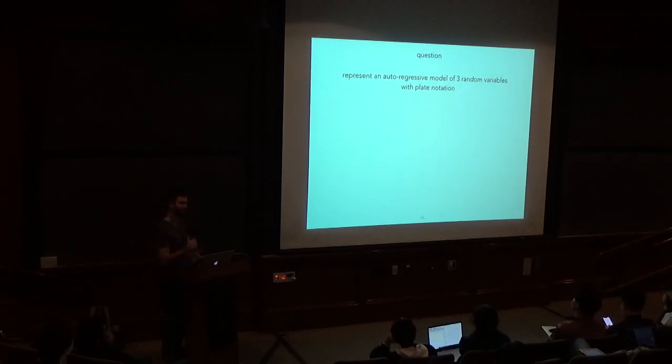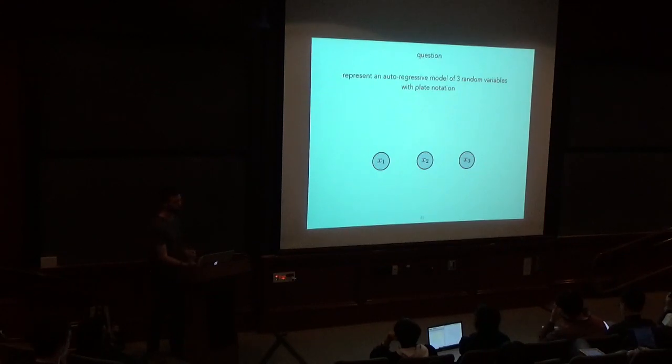So let's put our thinking caps on again and think about, we saw autoregressive distributions before. How might we think about modeling an autoregressive distribution with plate notation? So consider if you have three random variables, what type of connections might we have in this type of plate notation?